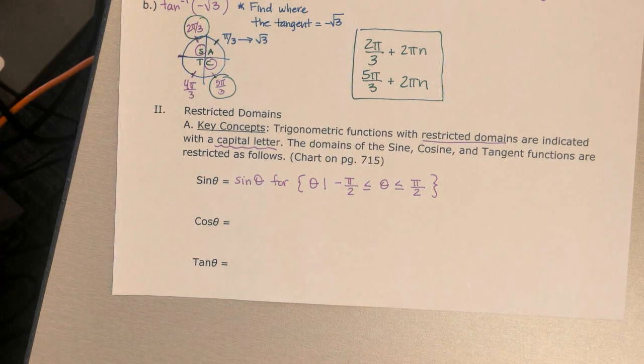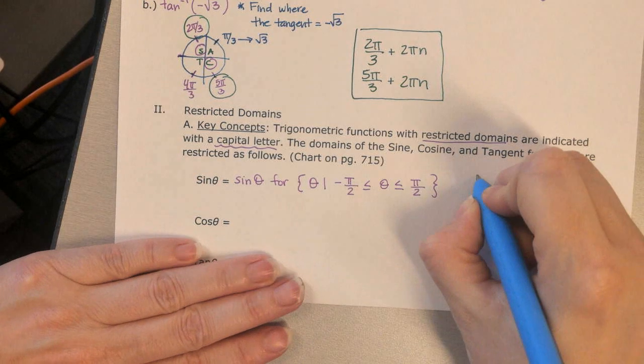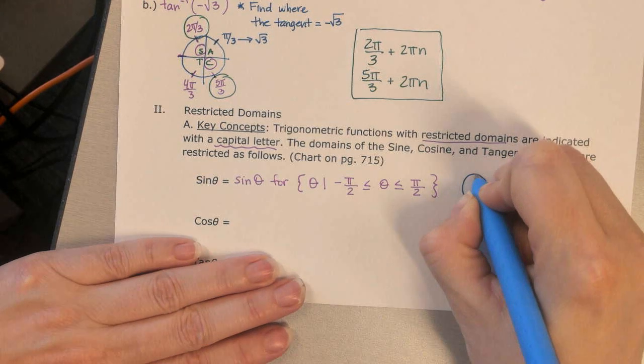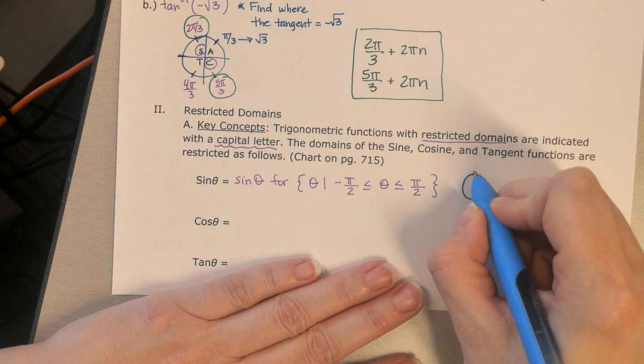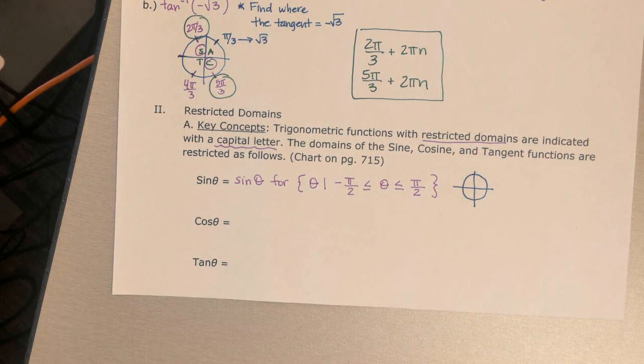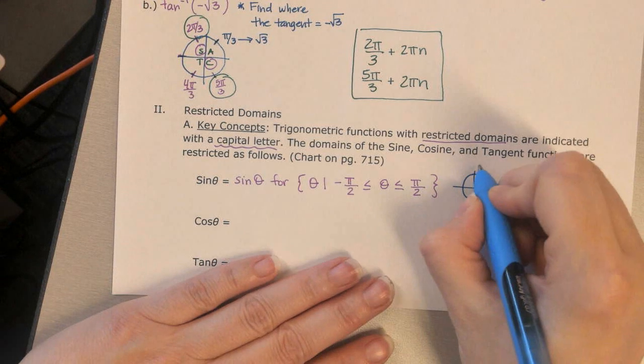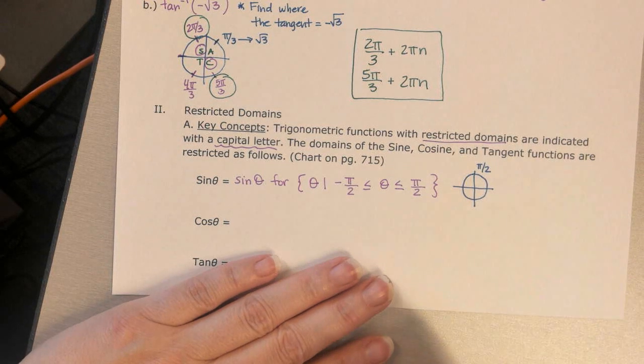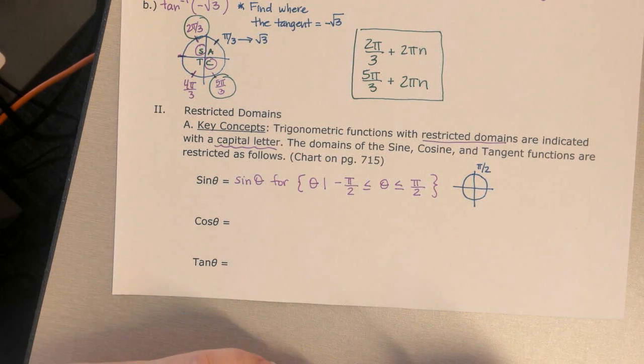So what that means is all of the values are in between negative pi over 2 and pi over 2. So what we're going to do is we're going to represent this visually. So we're going to draw a circle. And can you guys label where pi over 2 and negative pi over 2 are? Where's pi over 2? Yep, at 90 degrees. Where's negative pi over 2? 270, yeah.